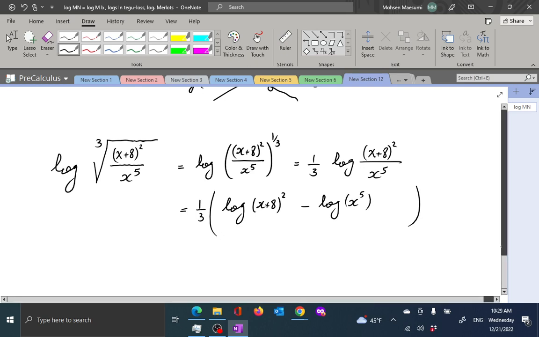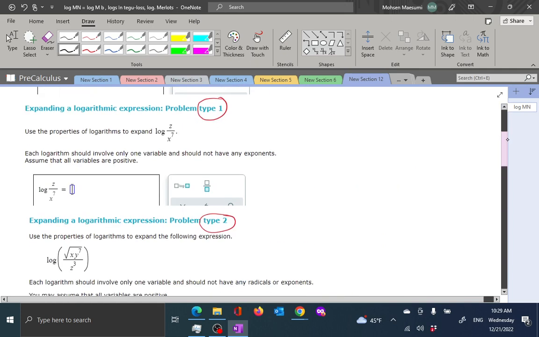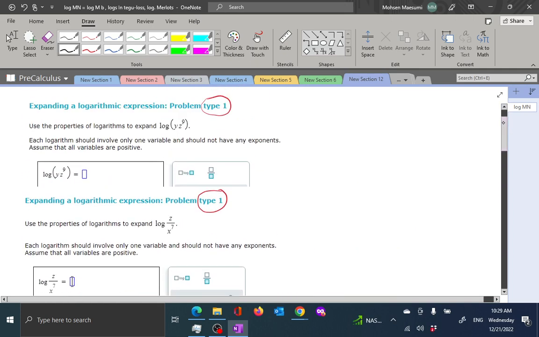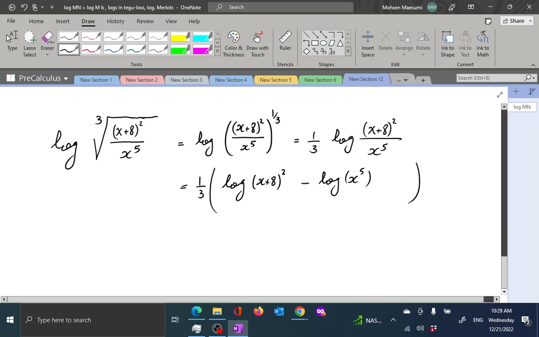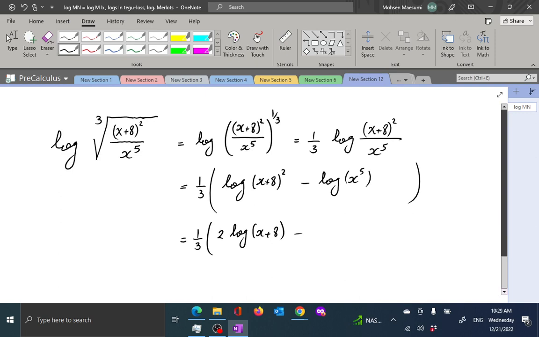Okay, when do we know to stop? How far are we supposed to go? You see, in all of these problems it says each logarithm should involve only one variable and should not have any exponents. So we have to go as far as it takes. This is not the final answer because it has an exponent. By the rule of exponents, these come in front: 1/3 of 2 logarithm of (x plus 8) minus 5 logarithm of x.